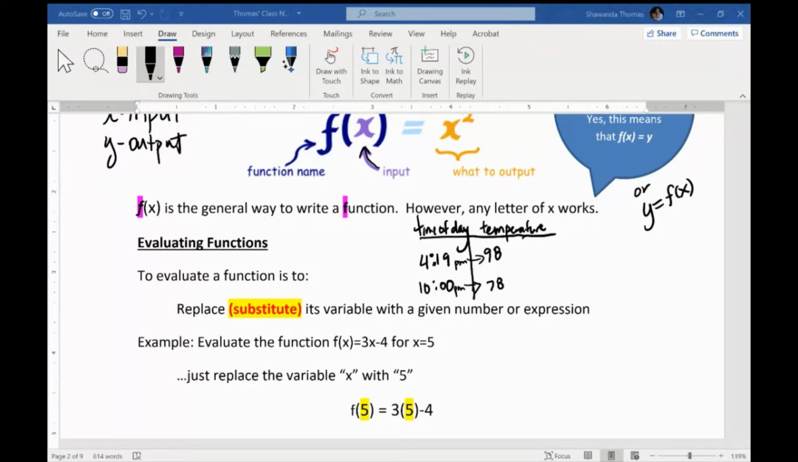All right, and you're going to kind of see the connection with it in algebra, and we'll talk about that. Are there any questions so far? Any questions yet? Okay. All right.